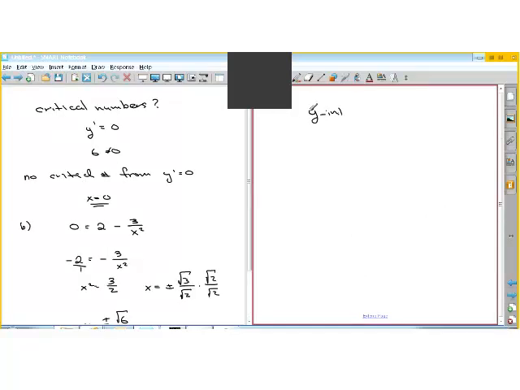The y-intercept is when x equals 0. You'll see that when x equals 0, the function is not defined. So when x equals 0, f of x does not exist. So there is no y-intercept.